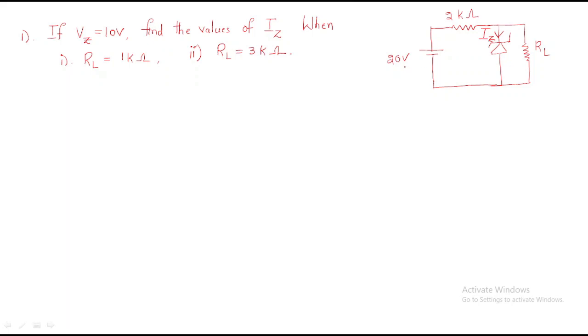And if RL equal 1 kilo ohm in the first case, RL equal 3 kilo ohm in the second. First you take the 1 kilo ohm load, and then you will go for the 3 kilo ohm load. So for the purpose, first, what is the voltage? If you observe here, this is already in reverse bias, so we can apply the voltage regulator concept here.